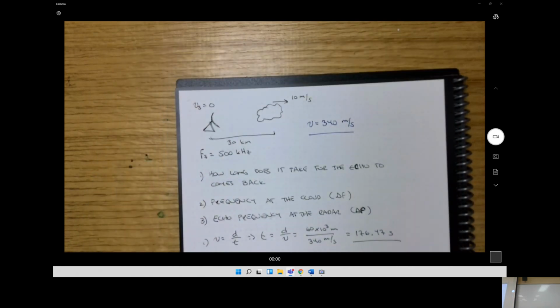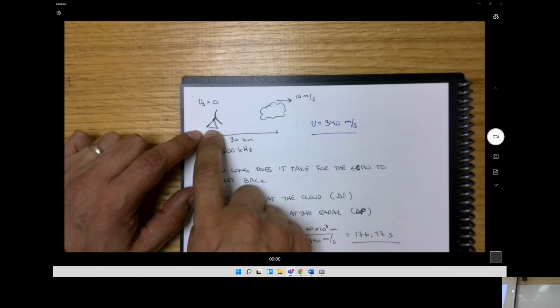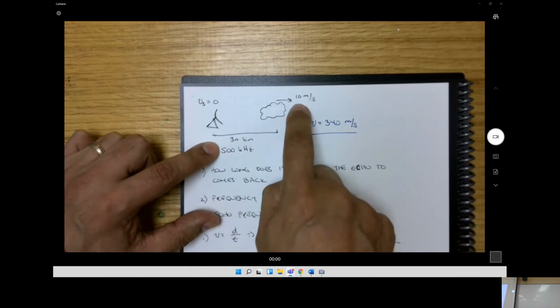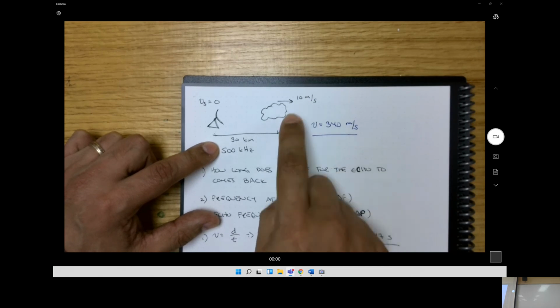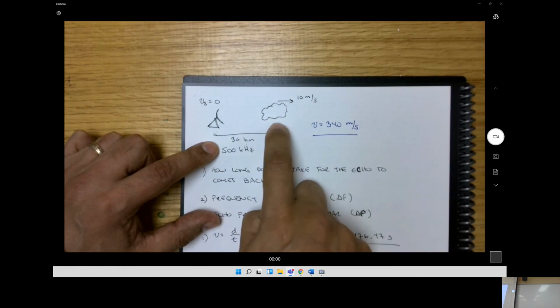Now, usually when you're using the Doppler effect, the way you actually do it in real life is that you know your frequency, you may know how far the cloud is, but you don't know the velocity of the cloud. That's what you want to find out. You may have the shifting frequency. That's what you are detecting and measuring. So we'll do one problem.